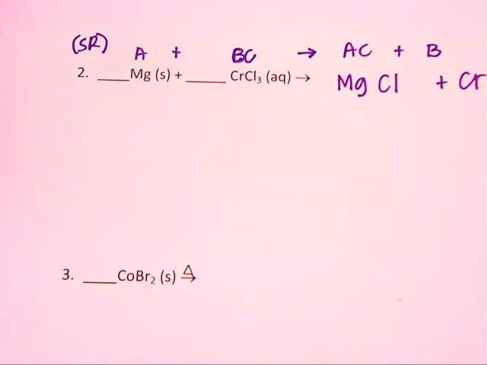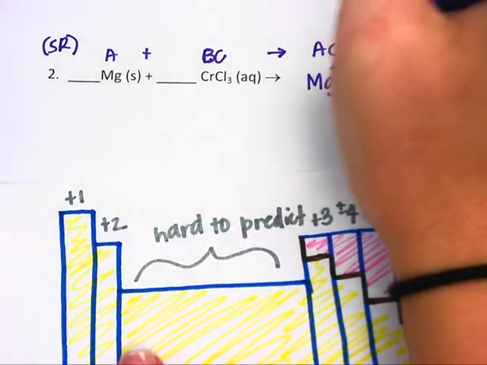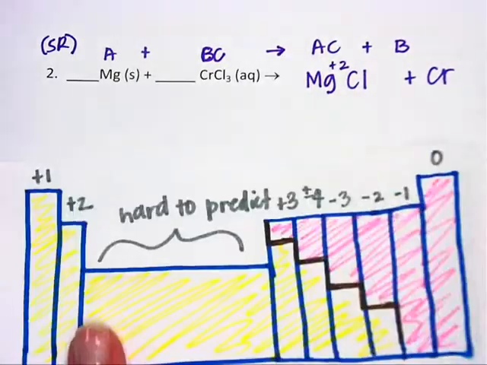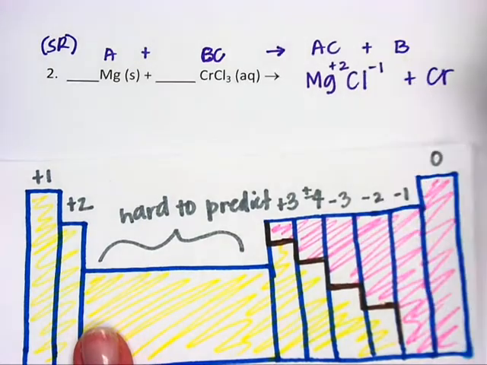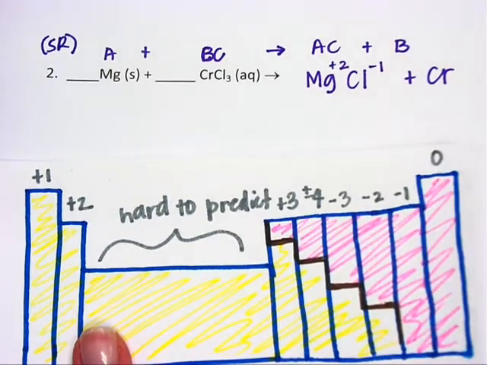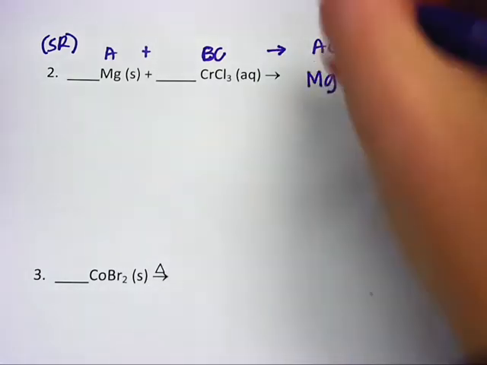So now I'm going to need to find my charges and crisscross. Magnesium is in group 2, so it is going to get a charge of +2. Chlorine is in group 17, so its charge will be -1. I don't need a charge on the element that's by itself because it's by itself. So now I'm going to crisscross.